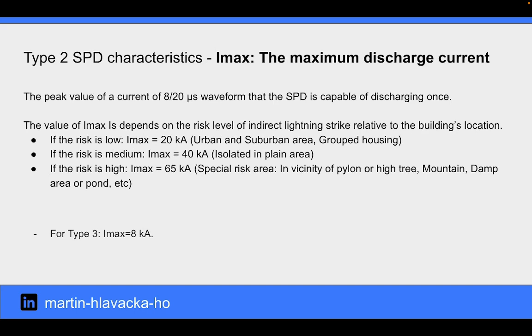The maximum discharge current is a specific characteristic of the type 2 SPD. It is the maximum value of an 8/20 waveform current that the SPD is capable of discharging once. The value of Imax depends on the level of risk of indirect lightning strikes in relation to the location of the building.